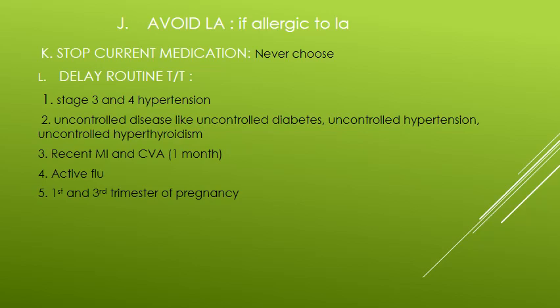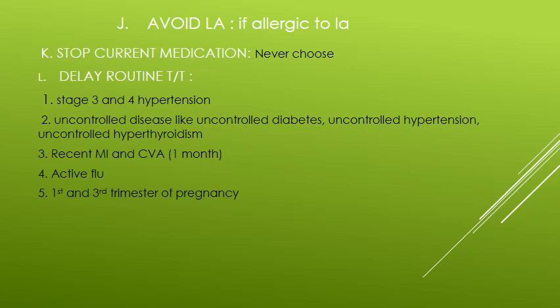If there is a history, like let's say the patient has recently had an MI or any CVA, cerebrovascular accident, and it happened within 1 month of the patient coming to you, then you have to delay the routine treatment. If more than 1 month has passed, then you can do the routine treatment, but in this case you have to delay. Active flu, you have to delay the routine treatment. First and third trimester of pregnancy, we will delay the routine treatment. So these are the conditions in which you will delay the routine treatment.